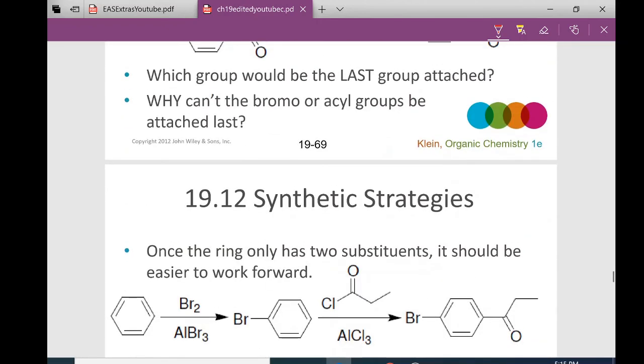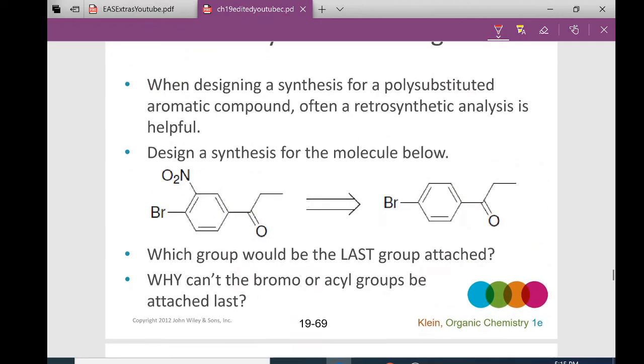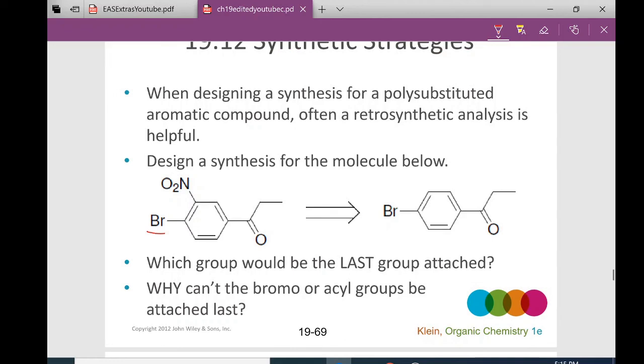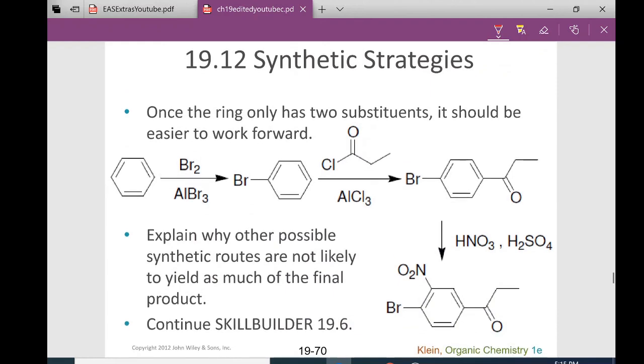So let's see if we can design a synthesis for this particular product. Okay, so we've got a bromine, we've got a nitro, we've got an acyl group on the ring. Now if we just wanted to go back to the last group that we need to attach, would we be attaching the nitro group last? Okay, why can't the bromine or acyl groups be attached last? That's an interesting question. So we have to think about what the direction should be for each particular group.